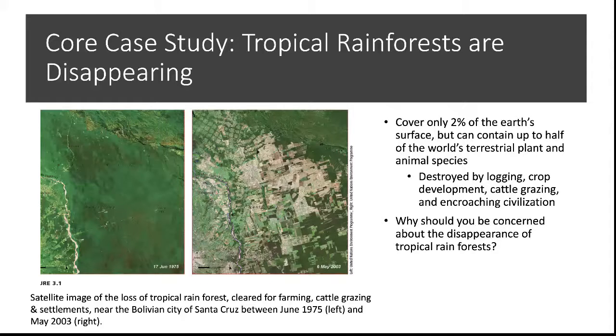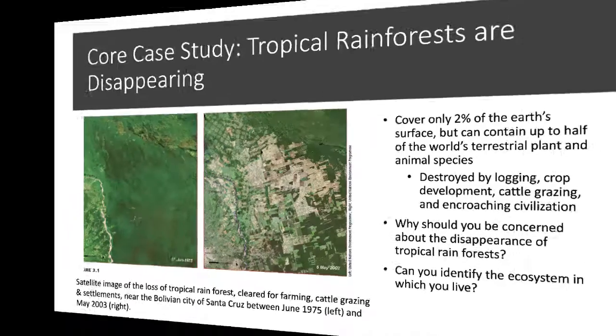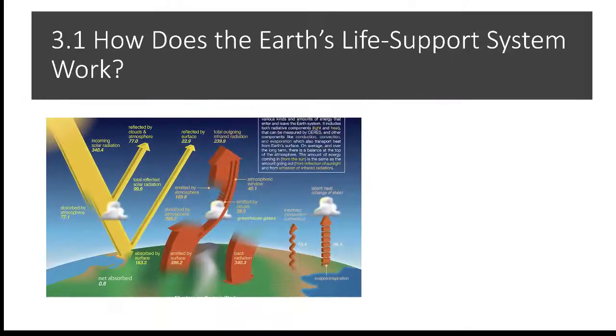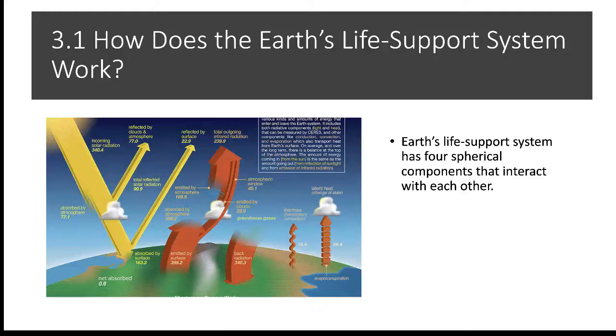So why should you be concerned about the disappearance of tropical rainforest? And can you identify the ecosystem in which you live? These are important questions to consider, and as we think about those questions, we need to be able to identify Earth's life support system and how it works.